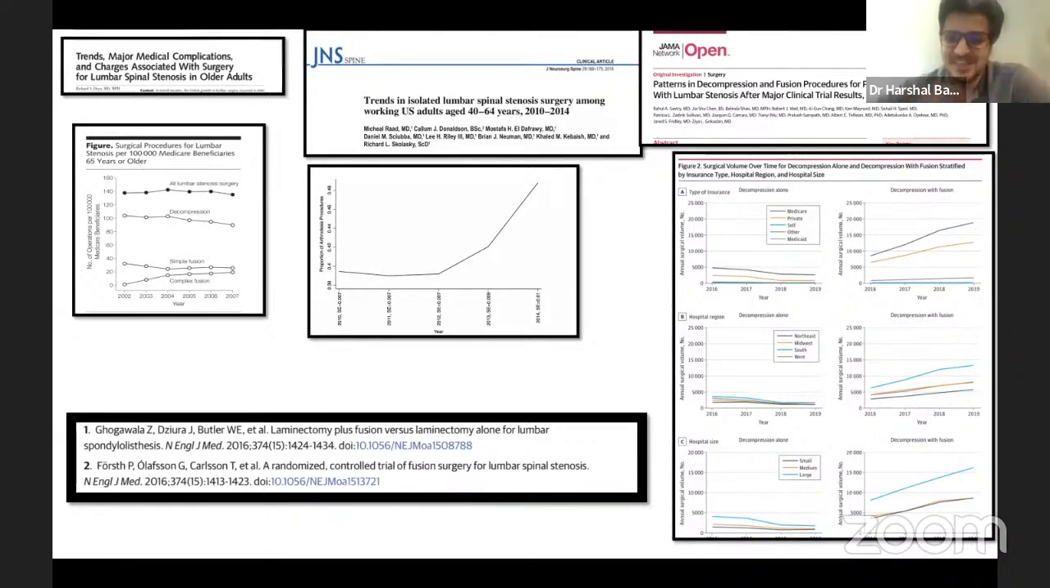Yes, sir. And I would just want to put it across, I'll stop my share, but I just want to ask Dr. Priyank, how much importance does he give to sagittal balance when he plans decompressive surgeries in such cases? Decompression or fusion?